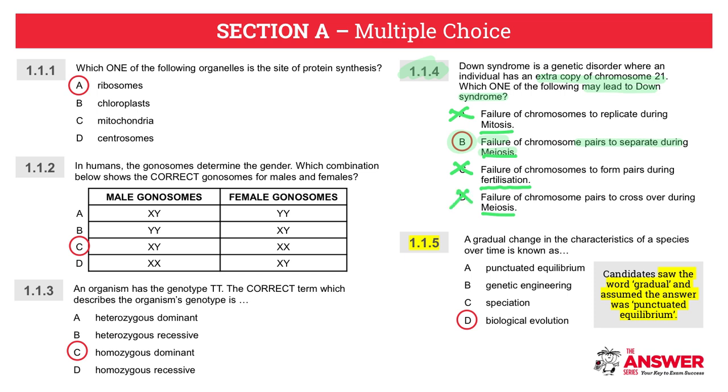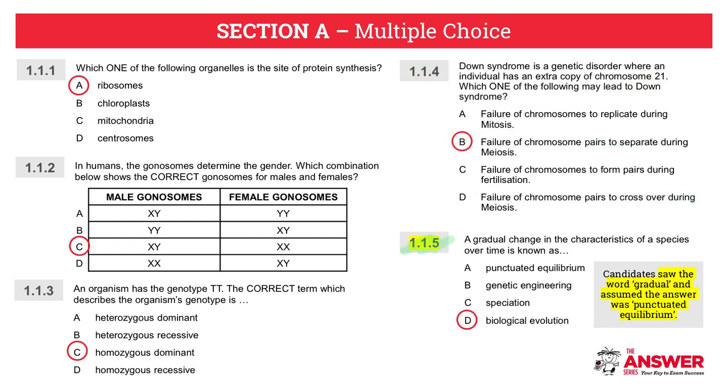D is not an option because it talks about crossing over, whereas crossing over has to do with the exchange of genetic material and not necessarily the separation of chromosomes or, in fact, the doubling of a whole chromosome in total. So the only correct option there was B.